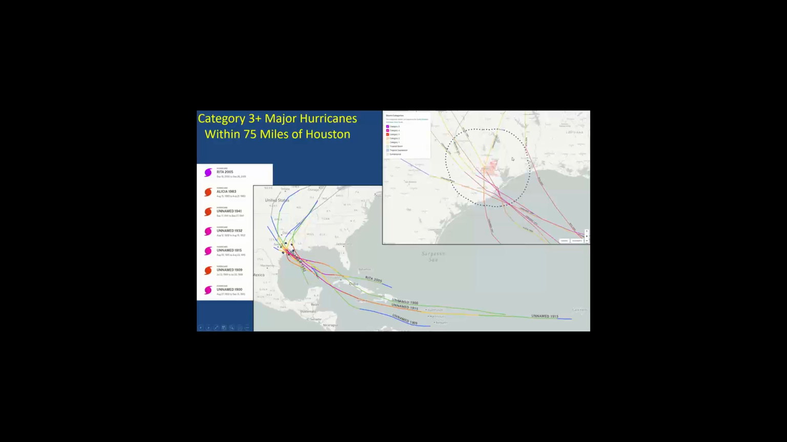So if you look at this inset here, you can see some of these major hurricanes, and a Category 3 or higher is considered a major hurricane. You can see we've got Alicia in '83. Rita looked like it was coming at us, but then took a little bit of a right turn at the end. That's on our list, just barely within that outer radius. And then you have to go back to 1941. There was a major hurricane that passed through Houston.